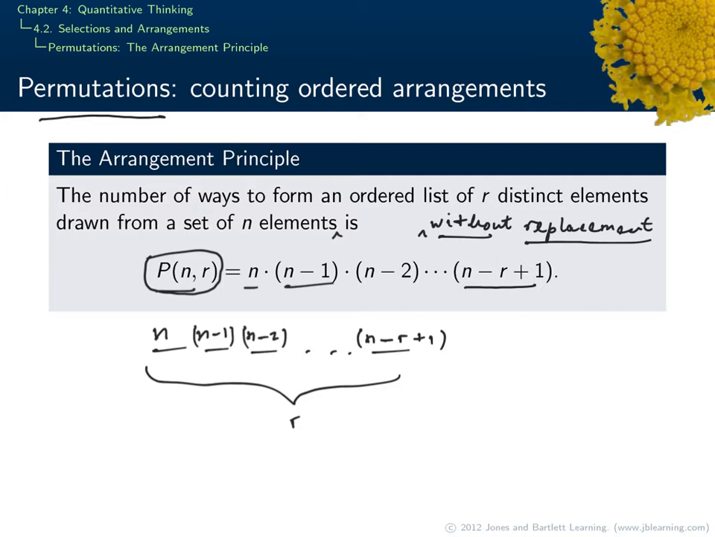Okay, now this formula can be expressed in terms of factorials. I could write this as n factorial divided by n minus r factorial.